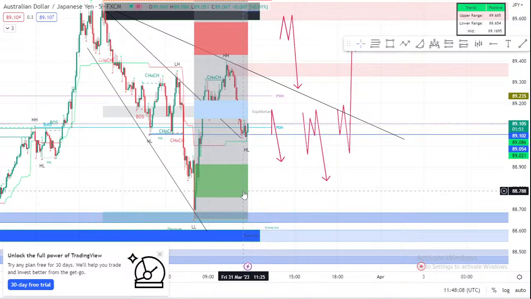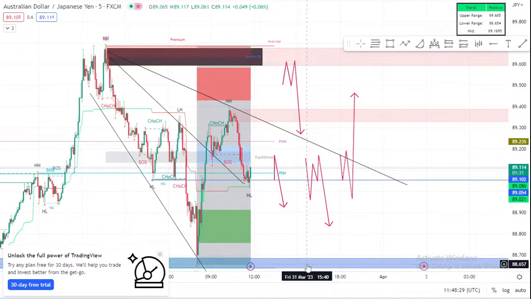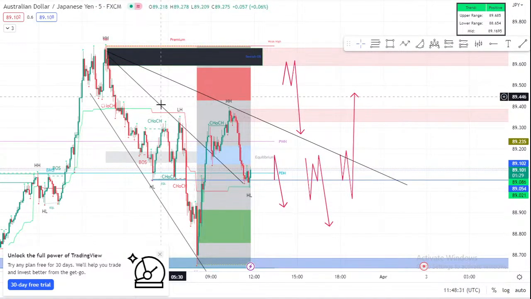But if you still don't know how to draw support and resistance, there is also an indicator that can actually help you with drawing the support and resistance. You don't want to find yourself in a situation where you don't really know how to draw these. So there is an indicator for that.